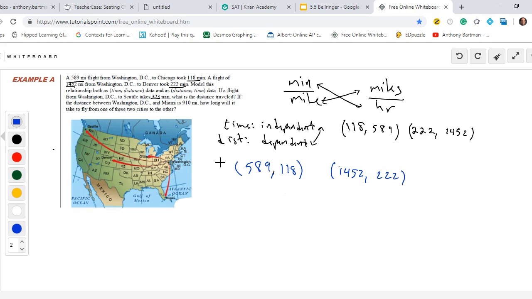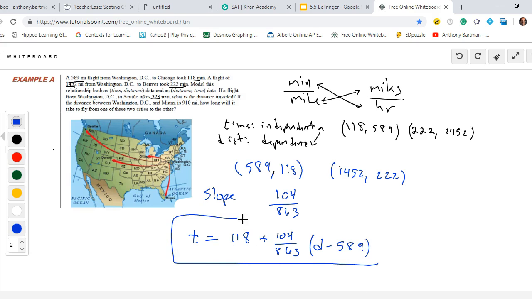So now if we go through and solve this, well, we already know what the slope is, right? The slope is just the opposite of what it was before, so it's going to be 104 over 863. Okay, so now we can write an equation to say time is going to equal, we can pick either one of our points, 118 plus 104 over 863, and in parentheses our distance minus 589. All right, so there is the equation, and then all you'd have to do is plug this in and solve.